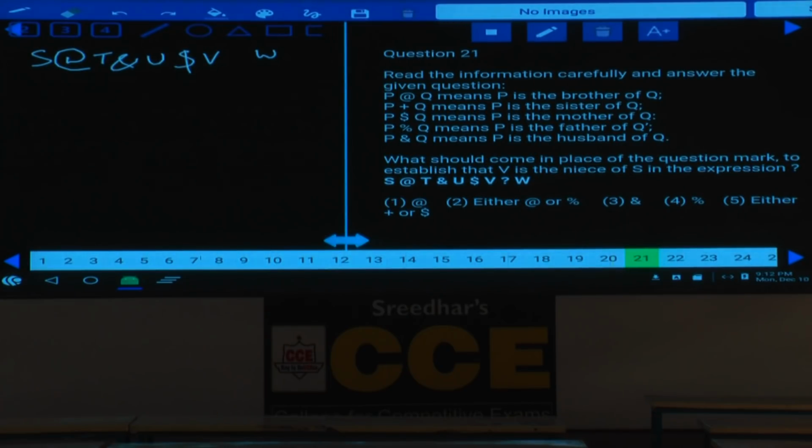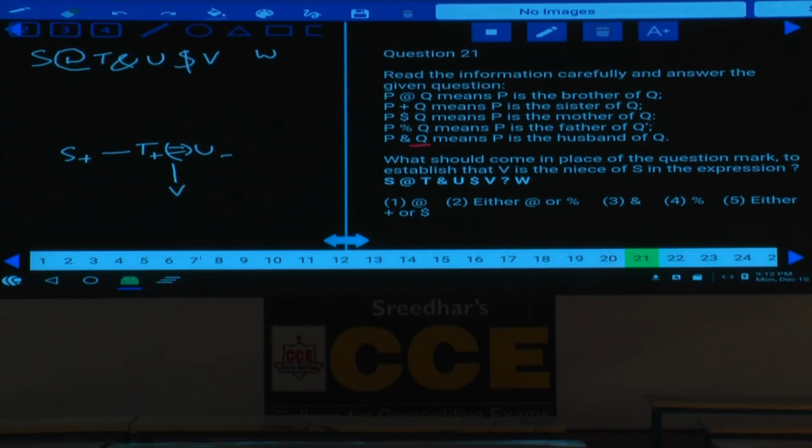Then first one, @. S @ T means S is the brother of T. Next, T and U means T is the husband of U. T is a male and U is a female. And U $ V means U is the mother of V. This can be written like this. And next, V and W is there.